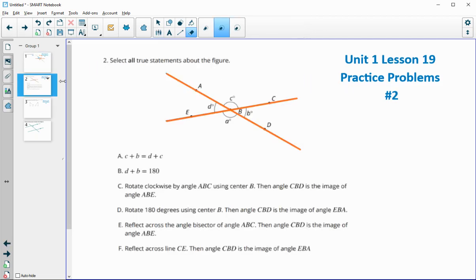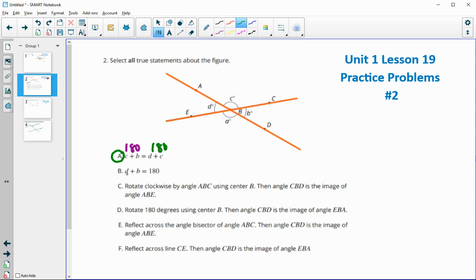Okay, then number 2 has us taking a look at this diagram and reading through all of these statements. Part A says that angle C plus B, those lowercase letters, which we know totals a straight line. So C plus B is 180, and this says equals D plus C. Here's D and here's C. Those make a straight line as well, so those are also 180. So we know that those two sums are the same.